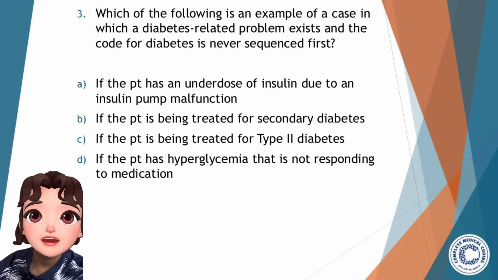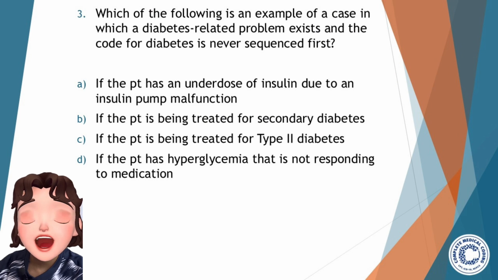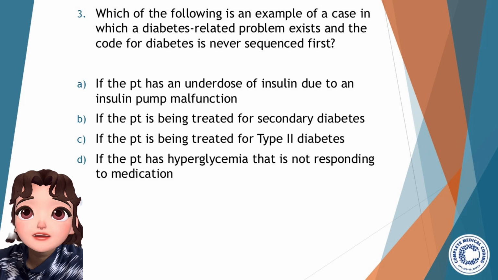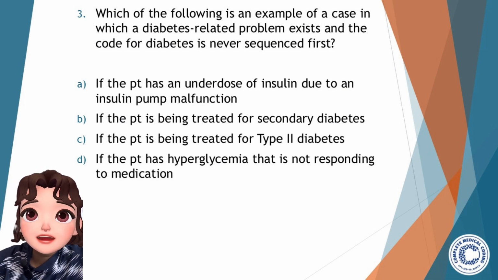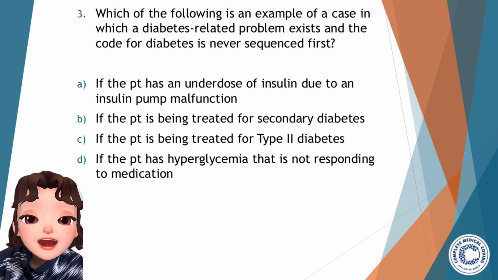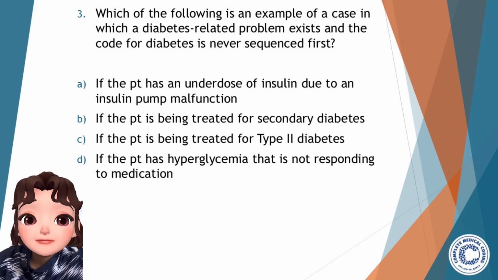Now, moving on to the third question. Which of the following is an example of a case in which a diabetes related problem exists and the code for diabetes is never sequenced first? So, four options are given. In that we have to identify which case is an example which shows a diabetes problem exists, but we cannot code the diabetes as primary. Okay, which option is that?